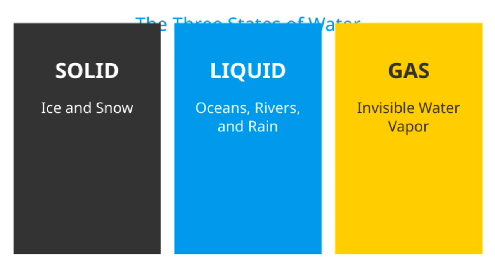And then there's the solid state, which includes ice and snow. These are the frozen forms of water, usually found in colder climates or at the Earth's poles. Ice and snow are crucial for the planet's climate system and water cycle.